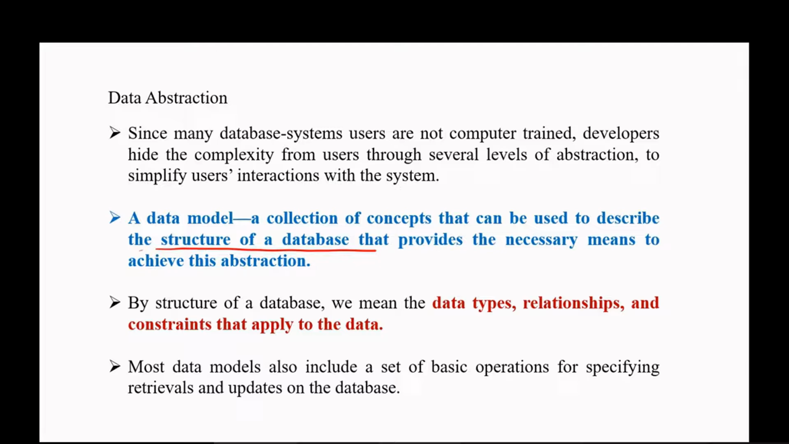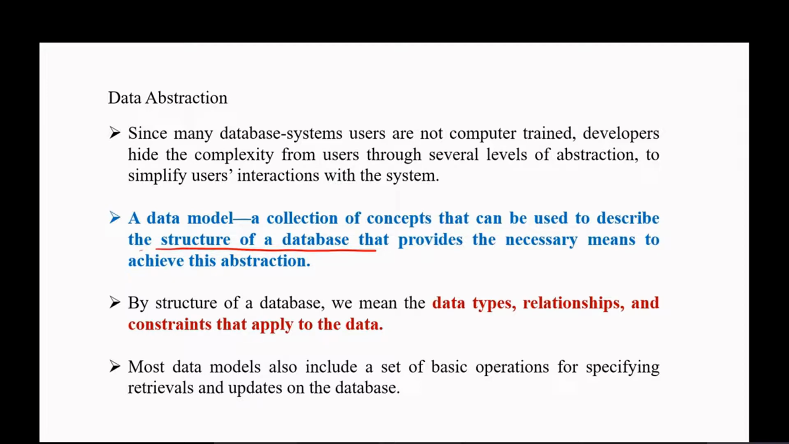So how will you describe the data types, relationships, and the constraints? By using a model, by using some set of rules, by using a collection of concepts. By using a data model, you will achieve the abstraction concept. Is it clear? These models include basic operations for specifying retrieval and updates on the databases. We have different types of models: the ER model and the relational model. These two models are the prime focus in this syllabus.